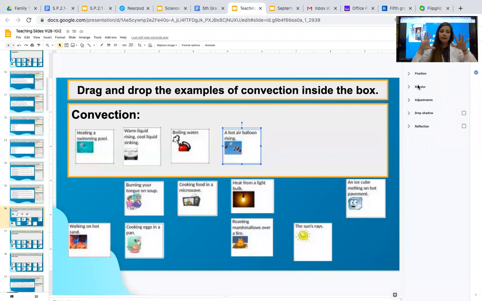It's not a liquid, and you can feel it through the air, but it's not moving in a current.